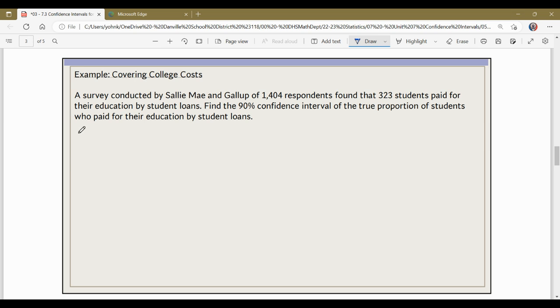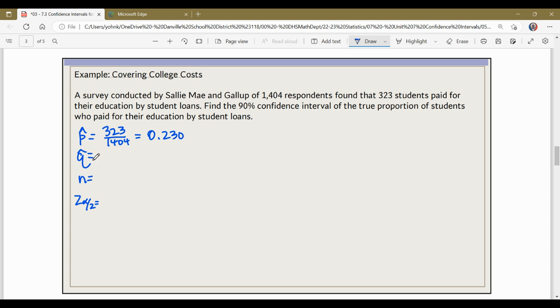All right, so a couple of things I need for the formula is p hat, q hat, n, and our critical value z alpha over 2. P hat is the probability of a success. In this situation, it's the probability who paid for their education with student loans. So that would be the 323 students out of 1,404. If I divide that, I get 0.230.